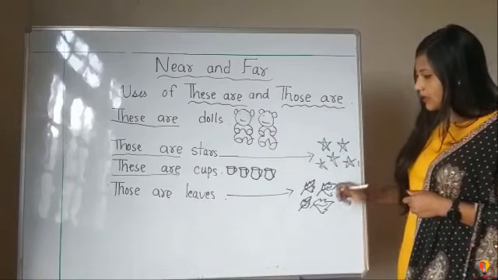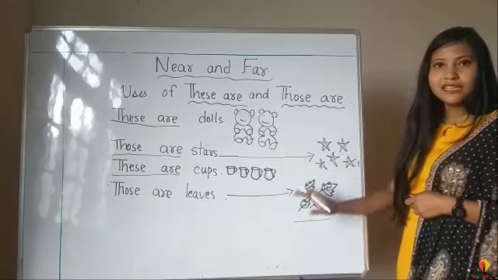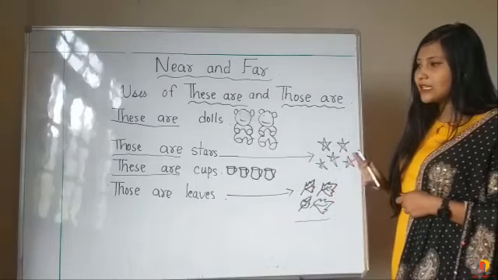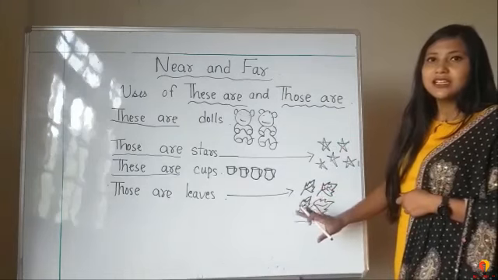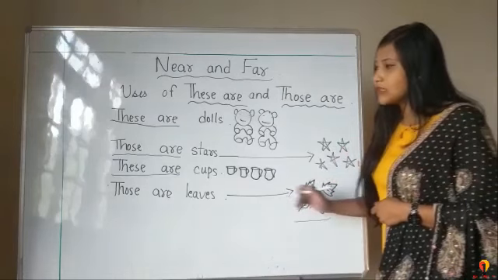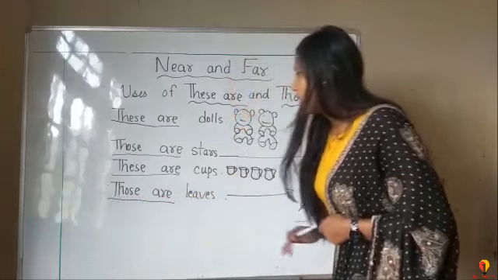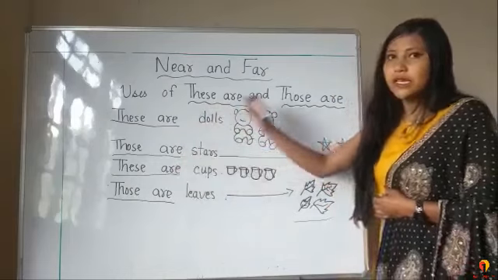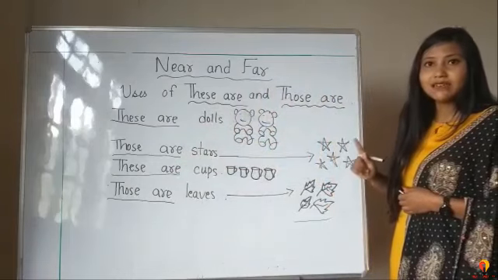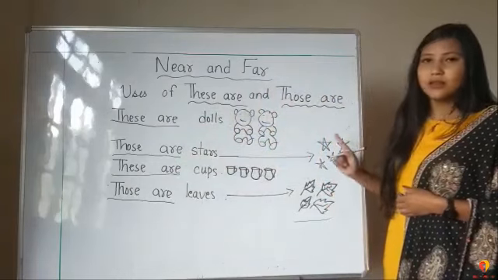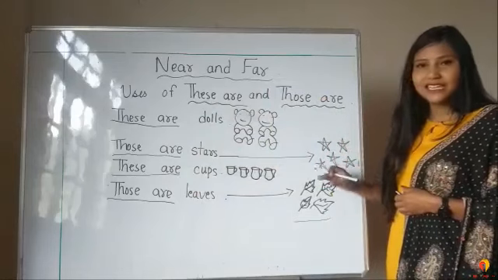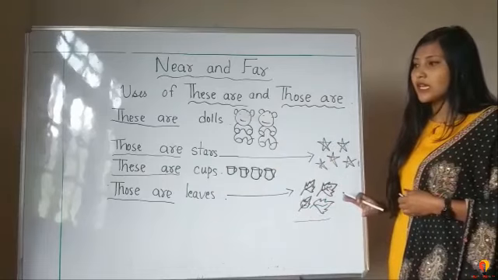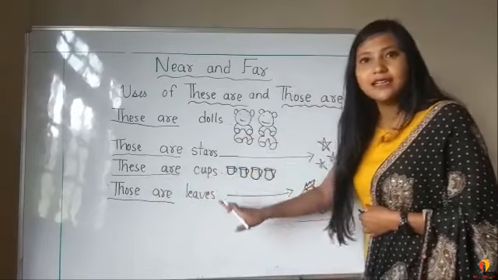Here you can see the picture of leaves. So there are more leaves here, and the picture of the leaves is a little far. So we are using the words those are. Because of the number of leaves, we are using the word those. If there were only one leaf, then we would use that is. But the number of leaves is more than 1, so we are using those are leaves.